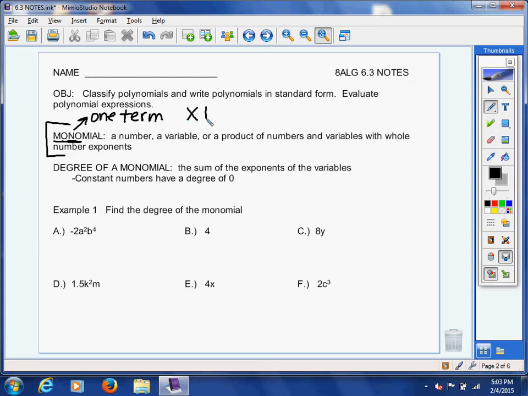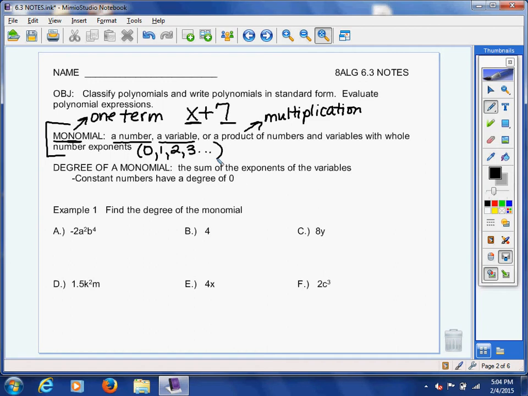So for example, if I had x plus 7, the x is a monomial, and so is the 7. So there's two monomials there. There are two terms there. Okay, so a monomial can be any number. It could be a single variable. It could be the product, remember, that's multiplication, of a number and one or more variables that have whole number exponents, not negative exponents or fractional exponents. Whole number exponents are 0, 1, 2, 3, not decimals, not fractions, not negative numbers, just whole numbers starting with 0, 1, 2, 3.